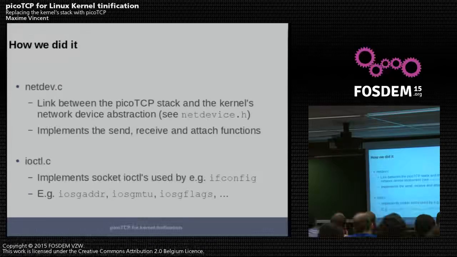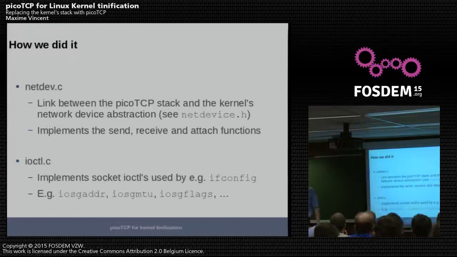Next file is netdev. This is the link between the stack and the kernel's network device abstraction. And this is actually really nice because we can reuse any Ethernet or other network device driver that already exists in the kernel. We don't have to rewrite everything from scratch because we just changed TCP/IP stacks. And this is where the link happens. So packet send, packet transmit, and also the attach function. When you're going to up or down a device, that's also where the link is happening.